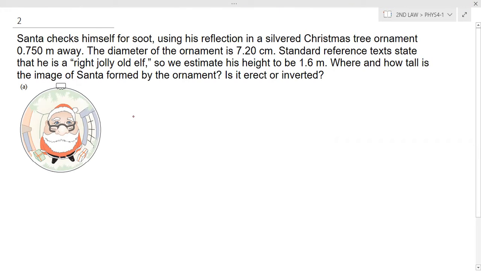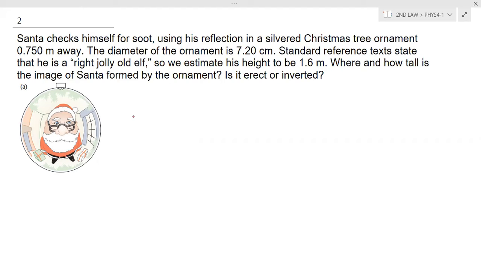For the second example, we have Santa checking himself for a suit using his reflection in a silver Christmas tree ornament 0.750 meters away. The diameter of the ornament is 7.2 centimeters. Standard reference texts state that he is a right jolly old elf, so we estimated his height to be 1.6 meters. Where and how tall is the image of Santa formed by the ornament? Is it erect or inverted?